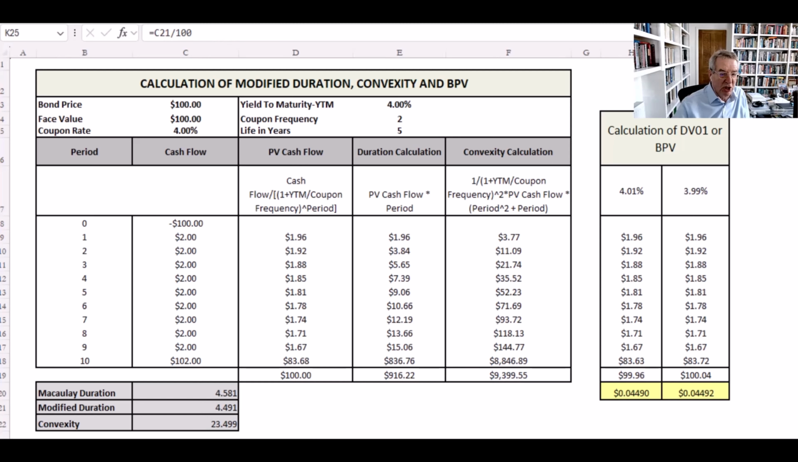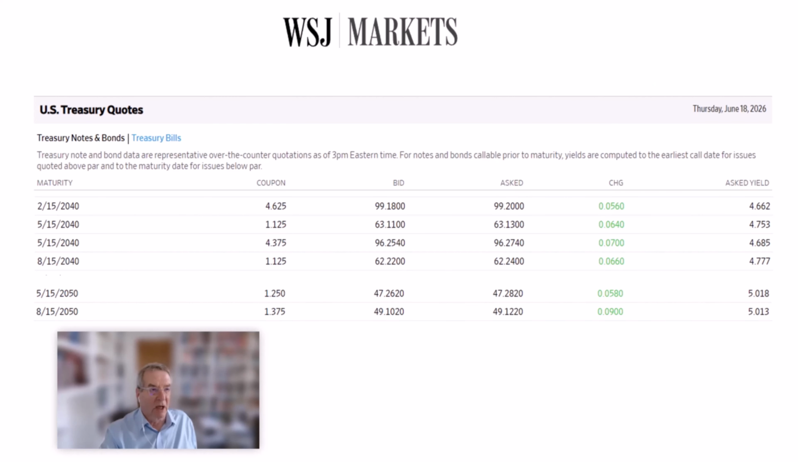Now that actually is the only example where we could use modified duration to give us a precise answer. For any other change in the yield or discount rate, there is a necessity to do a full-blown discounted cash flow analysis. The final thing that I want to illustrate with regard to fixed income securities, bonds, relates to the US Treasury market. And what I have done here is to take this data from the Wall Street Journal.